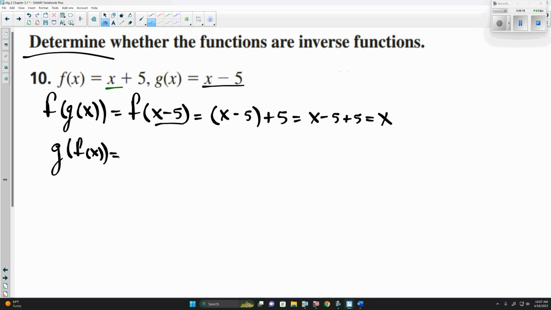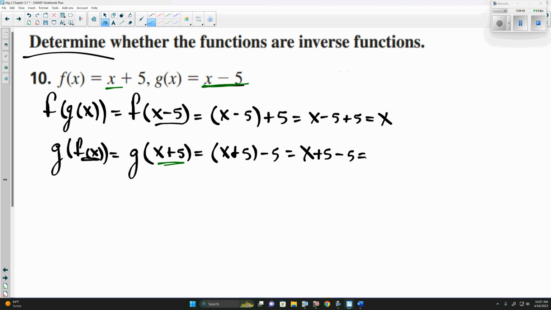Now we can go the other way around, g of f of x. Now we can plug x into f of x, or just replace f of x with its function, which is x plus 5. This time we're going to plug x plus 5 into every x in g of x, which tells us that we have x plus 5 minus 5, which is x.